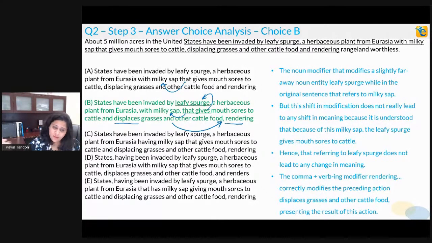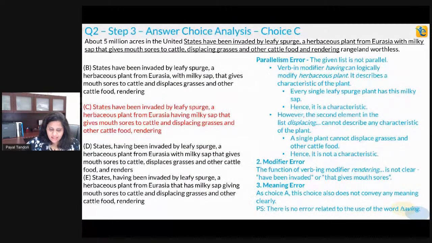Okay, but in this case, there is other stuff which is correct. I mean, there is a choice about having milky sap as well, and in that case, having is not wrong at all. But that choice is wrong because of some other reasons. Okay, all right. Now let's take a look at choice C.